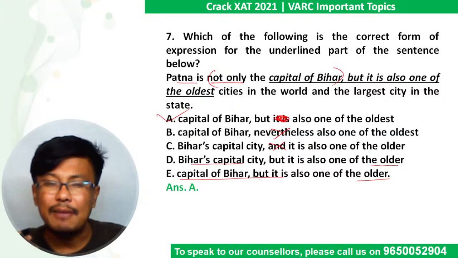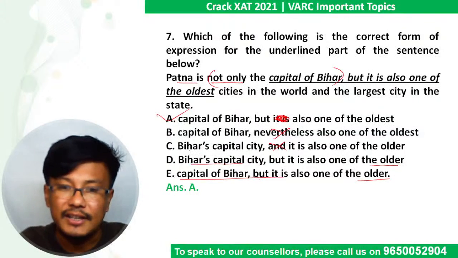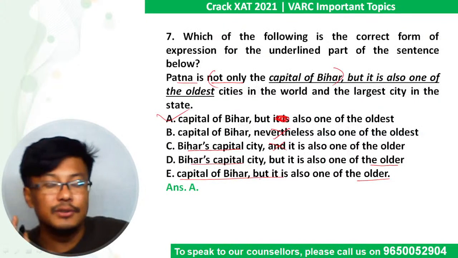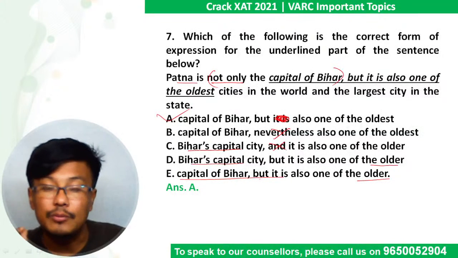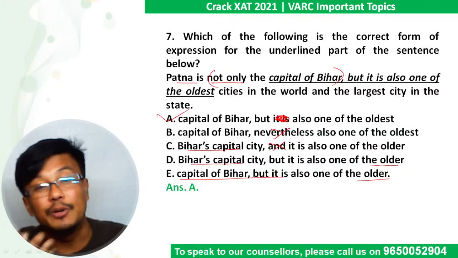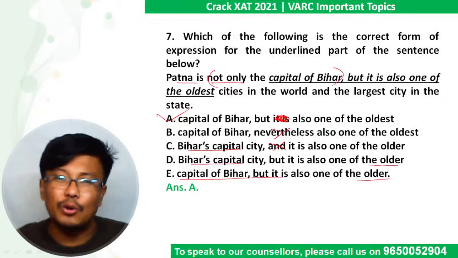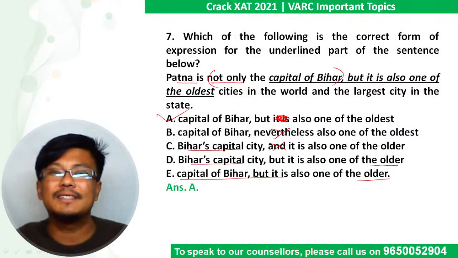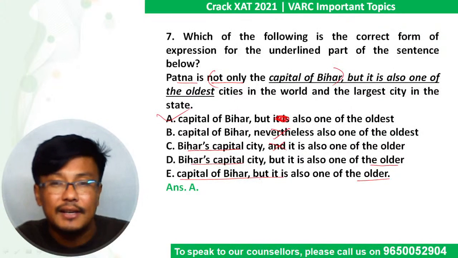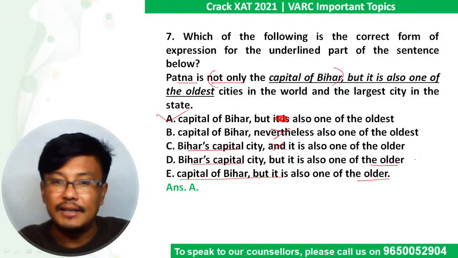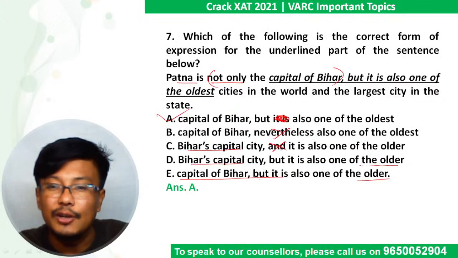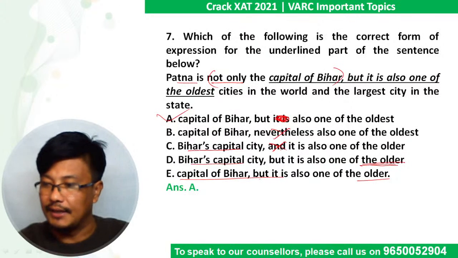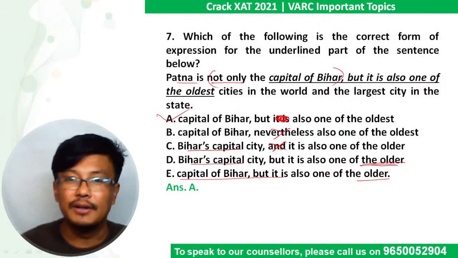Dipta asks about "Bihar's capital city". Well, though it is doubtful, you cannot rule it out. Generally speaking in grammar, the possessive should be used for living things only. Is Bihar a living thing or not? Well, it depends. If you personify, you can do that. States can be thought of as one's mother, so in that case it is fine. But the problem is the absence of "but" in "and it's also one of the older". So the problem is with this. Everybody is clear, I hope.